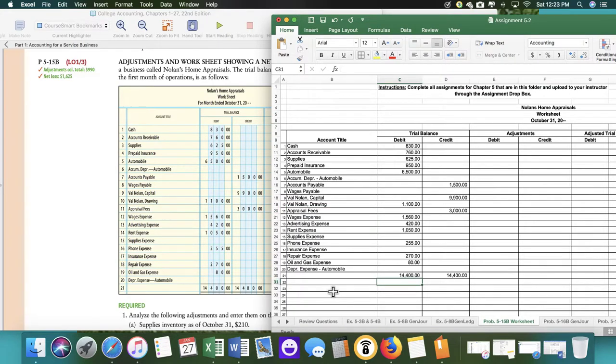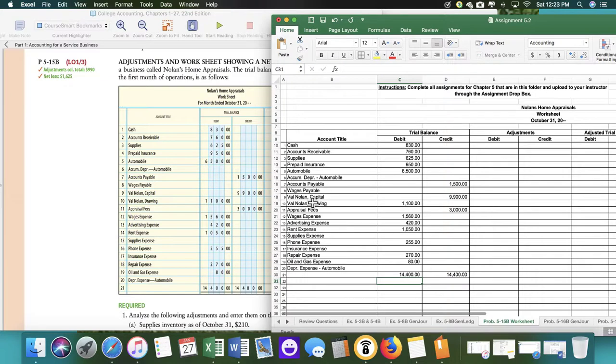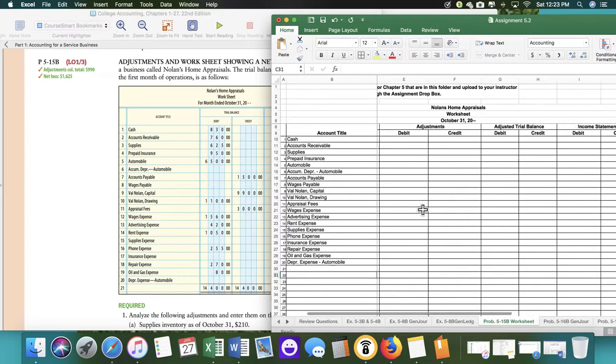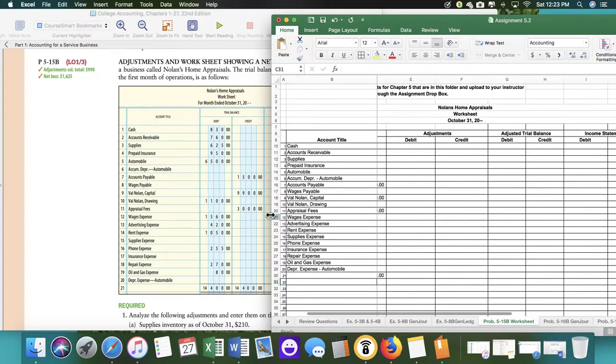Okay, so here is the first part of the assignment done. All I've done is copy the information directly from the partial worksheet to the worksheet in Excel, making sure I matched up the correct amounts with the correct account. A lot of students have lines mixed up and everything, so make sure you have everything exactly as it should be. The next thing we have to do is adjustments.